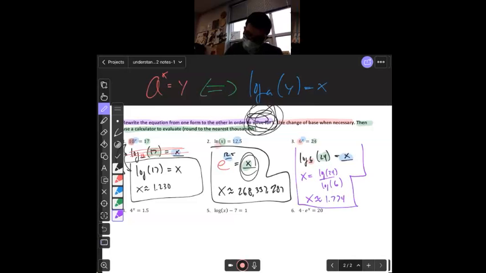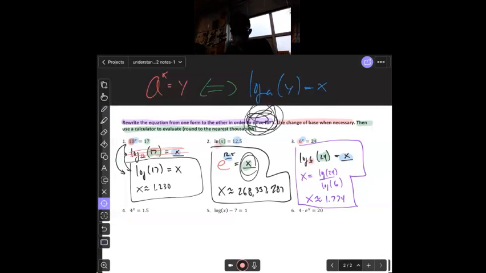What am I expecting to see on this one? You've got one more step because you've got to do change of base. So rewriting again, and then evaluating.